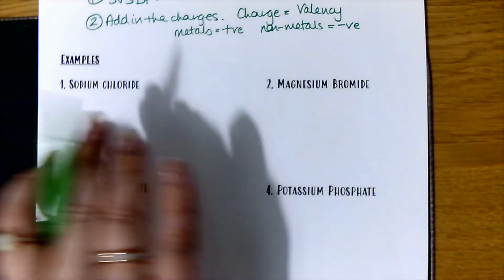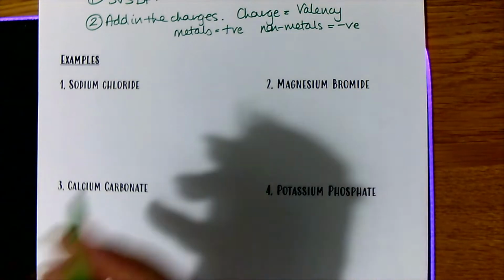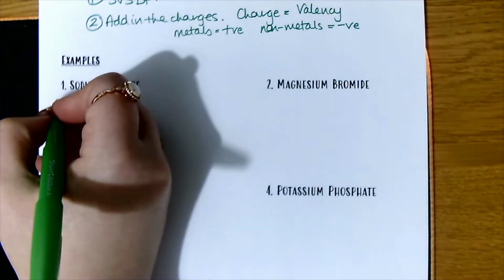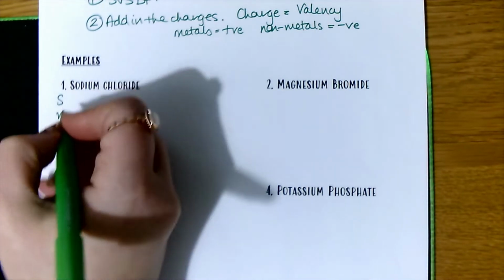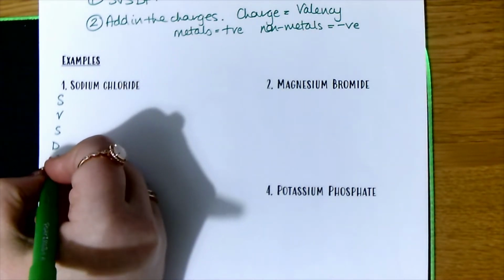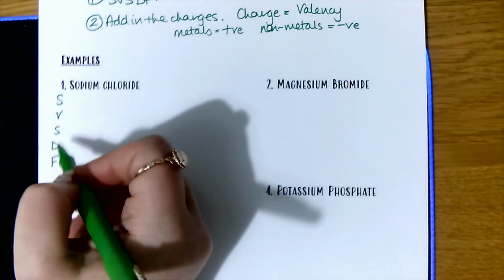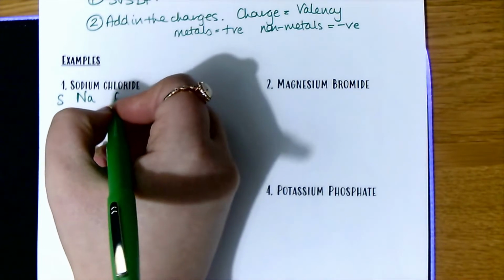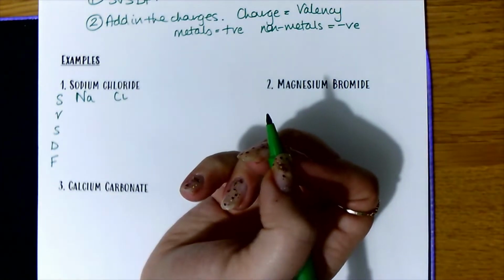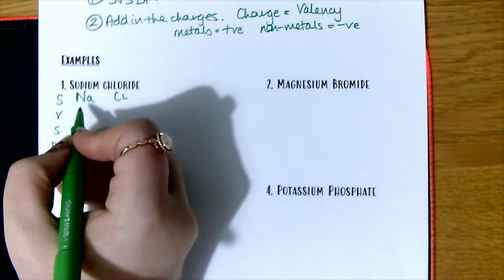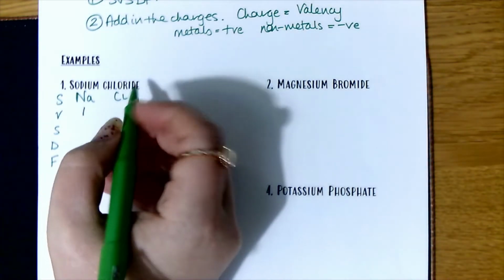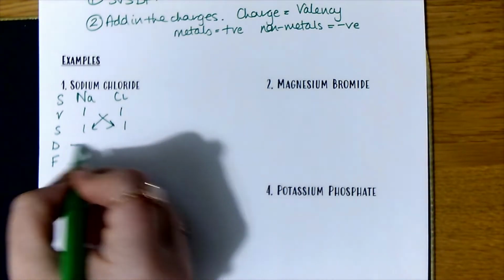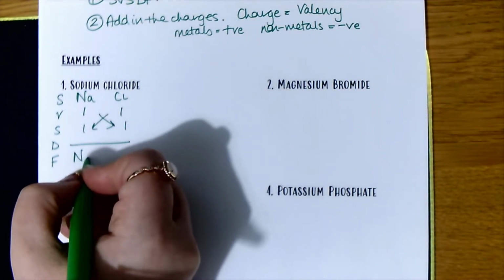So let's start with a pretty simple one, sodium chloride here. Again, the first thing I'm going to do is write down the steps to work out the valency: symbol, valency, swap, divide and formula. Sodium symbol is Na. Chlorine, the symbol is Cl. The valency for sodium is 1 and the valency for chlorine is 1. You swap them, can't divide them, so we write Na.